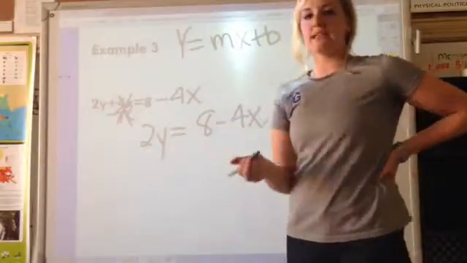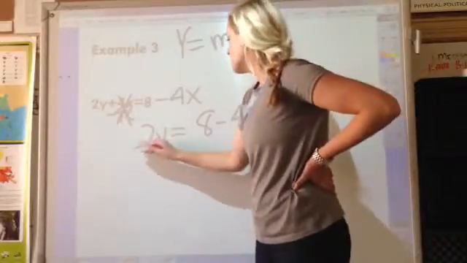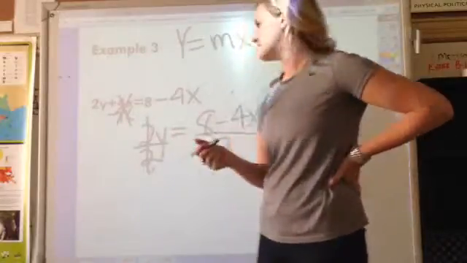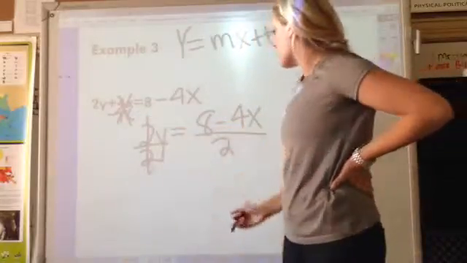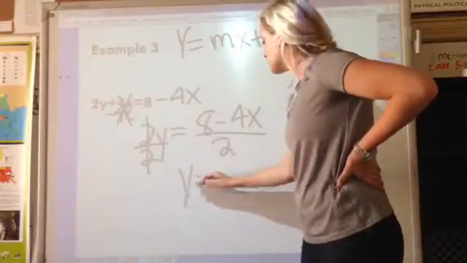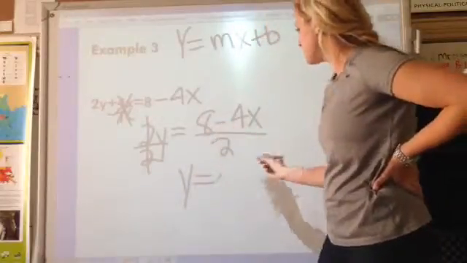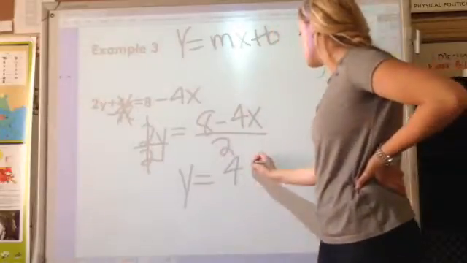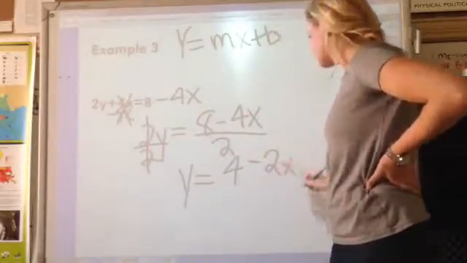Y is still not isolated, so I know I need to divide by 2 on both sides. All terms are getting divided by 2. My 2's canceled out. I'm left with y equals 8 divided by 2 is just going to leave me with 4. And then negative 4x divided by 2 is going to leave me with negative 2x.